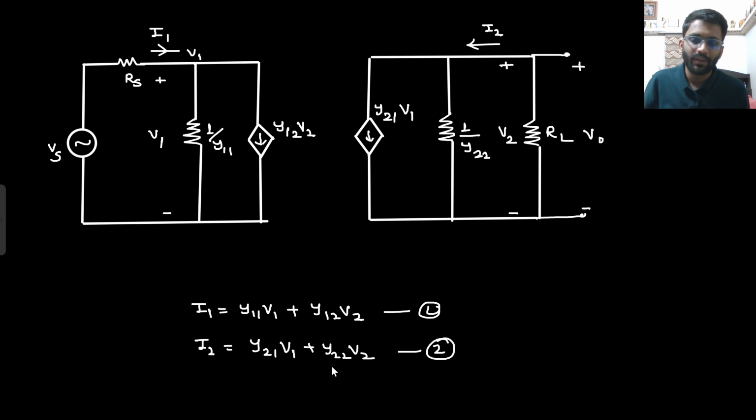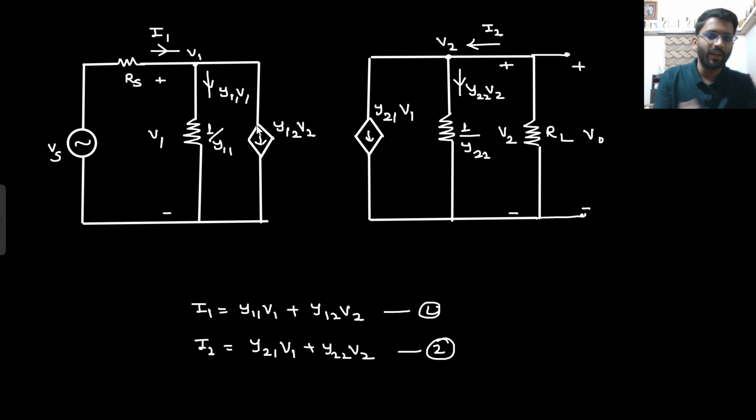And what about I2? I2 will be Y22 V2 plus this current Y21 V1. The voltage drop here is V2, so the current in this direction would be Y22 V2, right? And the current here is Y21 V1. Here the voltage drop is V1, so the current here will be Y11 V1. So directly you can see I1 is equals to Y11 V1 plus Y12 V2, I2 is equals to Y21 V1 plus Y22 V2. So that's how you can replace the circuit. Are you able to understand this?